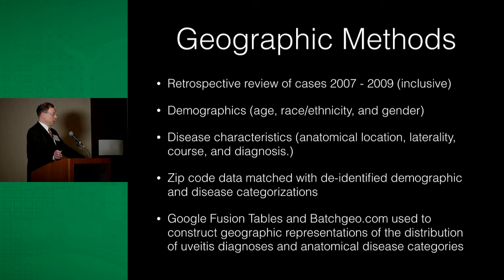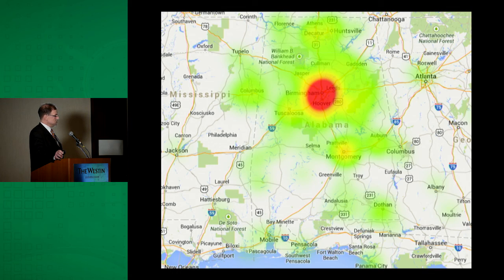So, moving on from the etiologic and anatomic distribution, I wanted to show you some geographic data, which I found quite interesting. Again, this is a retrospective review of our clinic, a little different time period. We pulled out demographics and disease characteristics, and then took zip code data of those patients' home of record, de-identified everything, and used an online tool, Google Fusion Tables, and a service called Batch Geo to construct geographic representations of the distributions.